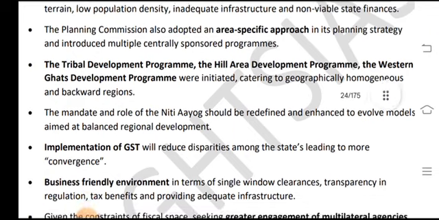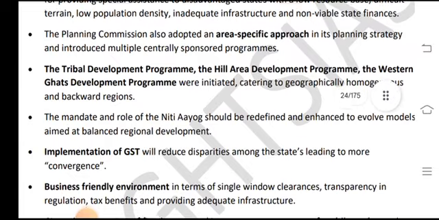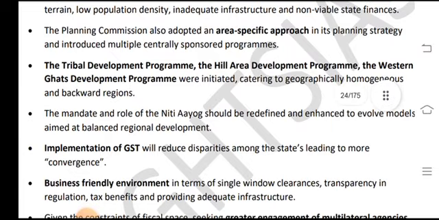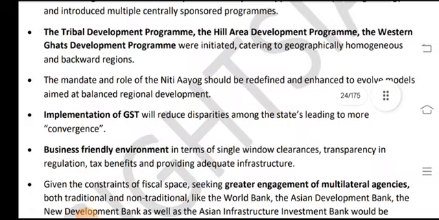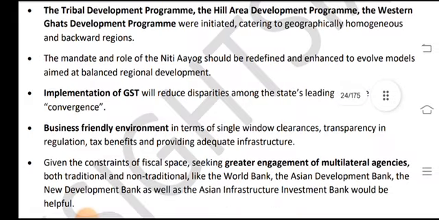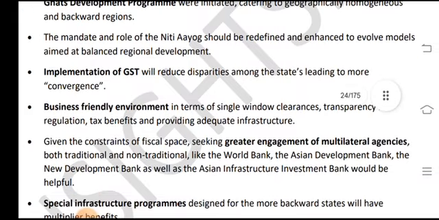The Planning Commission also adopted an area-specific approach in its planning strategy and introduced multiple centrally sponsored programs: the Tribal Development Programme, the Hill Areas Development Programme, the Western Ghats Development Programme, and others targeting geographically homogeneous and backward regions. The role of the Niti Aayog should be redefined and enhanced to involve models to aid balanced regional development.